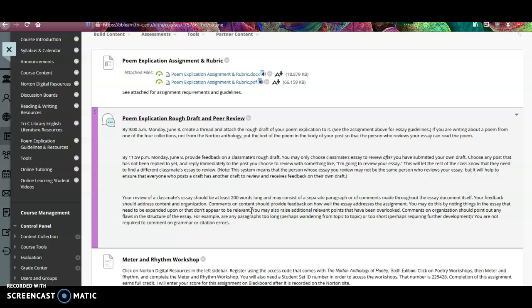You may also choose to comment directly on the essay document itself. You can use the comment function in Microsoft Word, or you can just go within a paragraph in the essay document and do a different color of text and add your comments where they apply. So you'll submit that by midnight, and then the final draft is due on Wednesday of next week on June 10th.